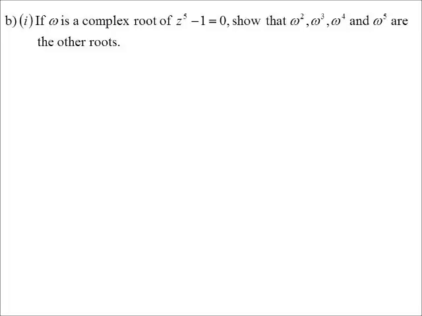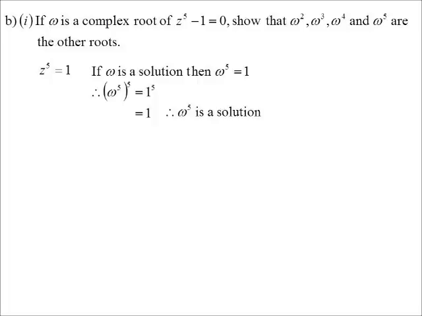So we know there are going to be solutions to z to the power of 5 is equal to 1. And we're told omega is a solution. So therefore, when I substitute it in, I must get the answer 1, because it's the solution to the equation. Now, if omega to the power of 5 is 1, then omega to the power of 5 to the power of 5 would be 1 to the power of 5, which is also 1. So omega to the power of 5 is also a solution.